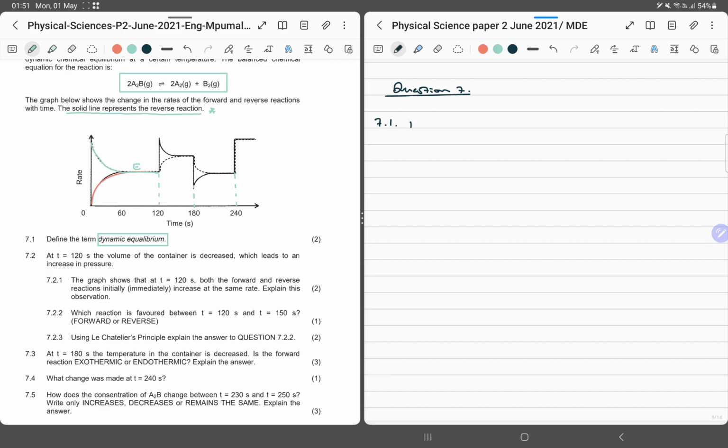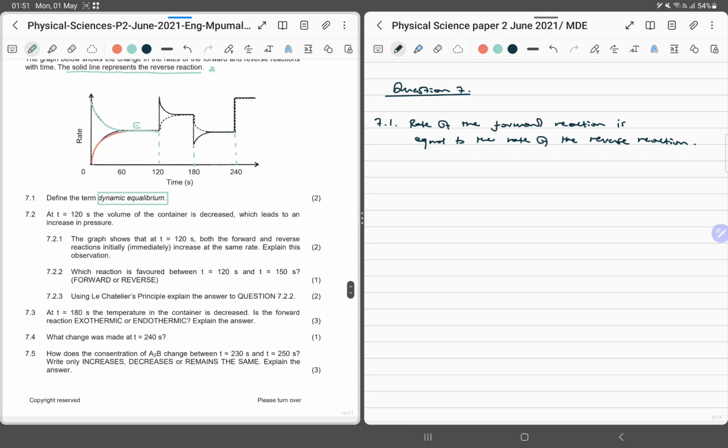We can say dynamic equilibrium is when the rate of the forward reaction is equal to the rate of the reverse reaction. That's what it is. Dynamic in the sense that the forward reaction is equal to the reverse reaction. That's it.